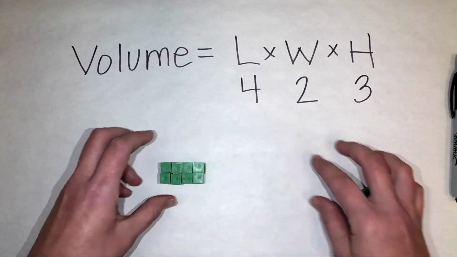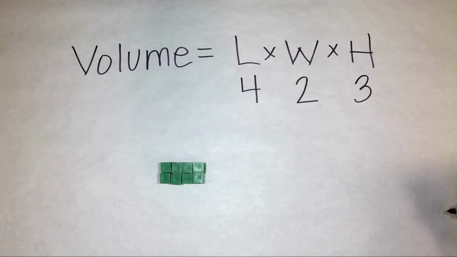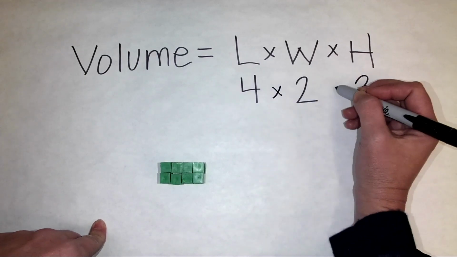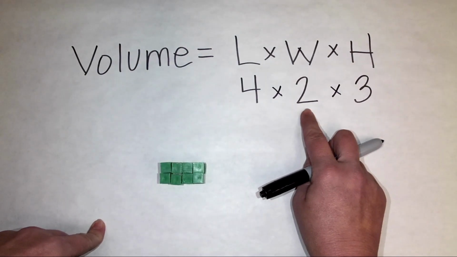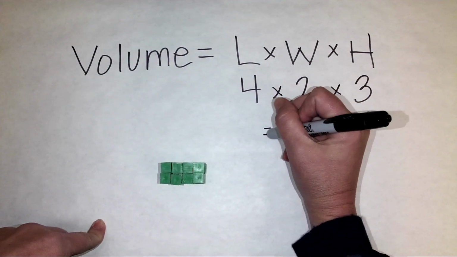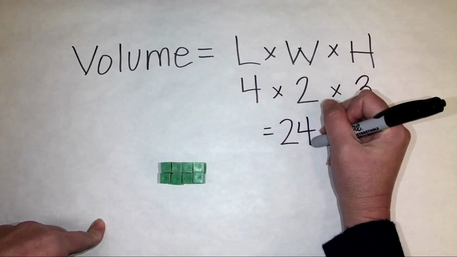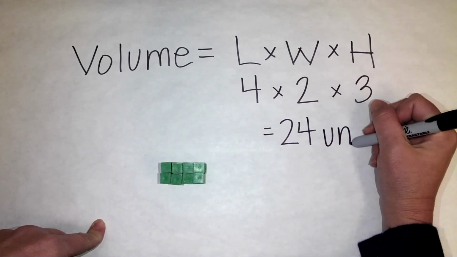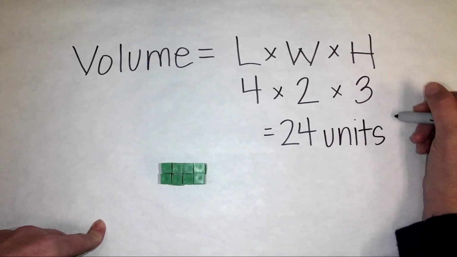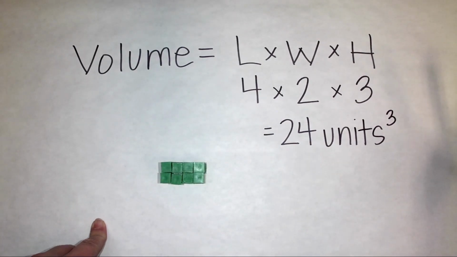And so if I do the calculation there, I'll move those to the side so I don't get distracted by them. I'm going to multiply these together. 4 times 2 is 8 times 3 equals 24. And what are we talking about? Units. And those units are units cubed. I'll write it like that.